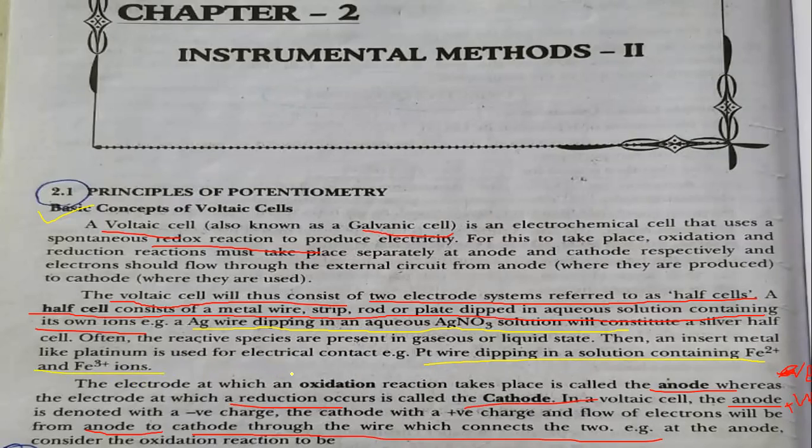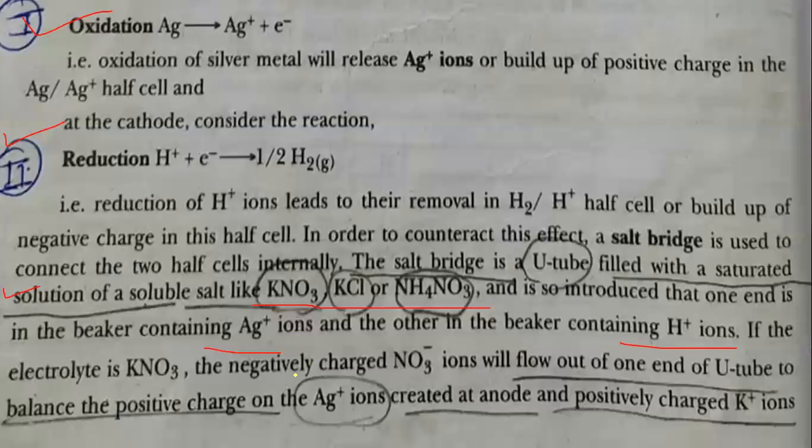The electrode at which oxidation takes place is called the anode. The electrode at which reduction takes place is called the cathode. Anode is indicated by a negative sign and cathode by a positive sign. Electrons always flow from negative to positive, that means from anode to cathode.